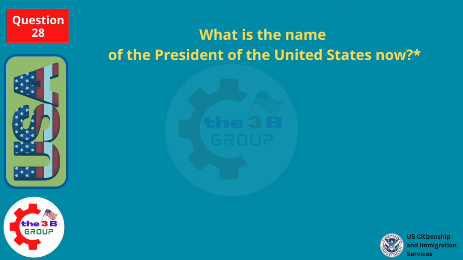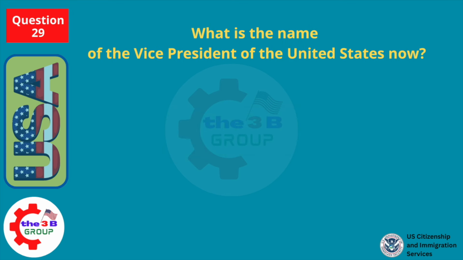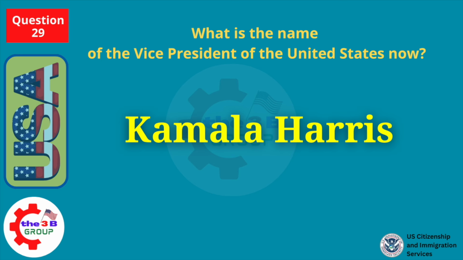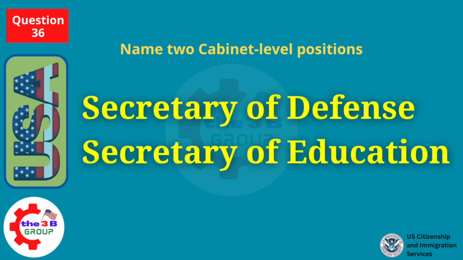What is the name of the president of the United States now? Joe Biden. What is the name of the Vice President of the United States now? Kamala Harris. Name two cabinet-level positions. Secretary of Defense. Secretary of Education.